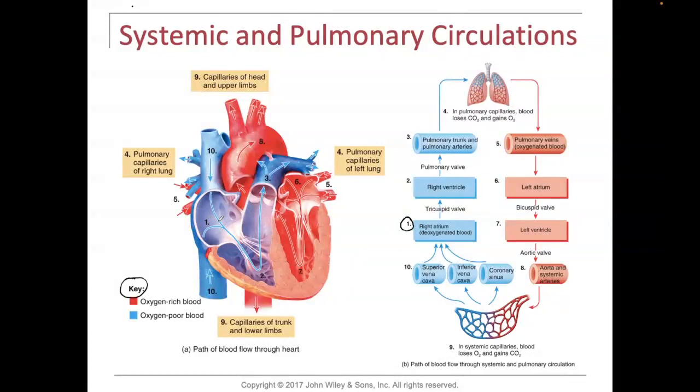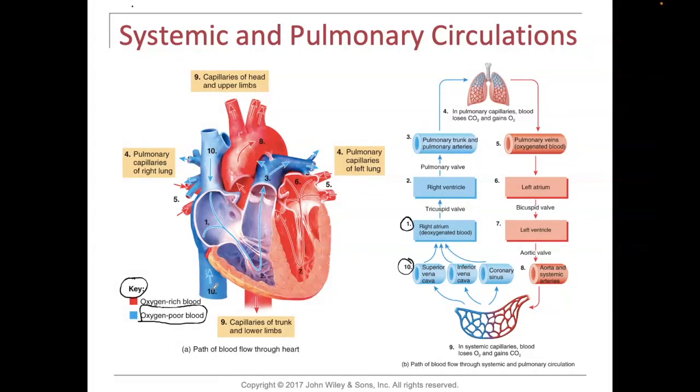Now, we have to find a way of bringing all the deoxygenated blood into the right atrium. So all the deoxygenated blood from the head and the neck and your facial muscles and your right arm and all the muscles from your fingers of the right extremity and the left extremity, they all have to find a way of making it into the right atrium. So they're going to come through the superior vena cava, which is number 10, into the right atrium.